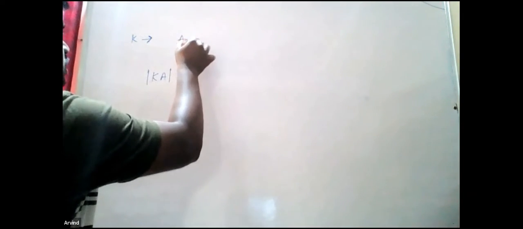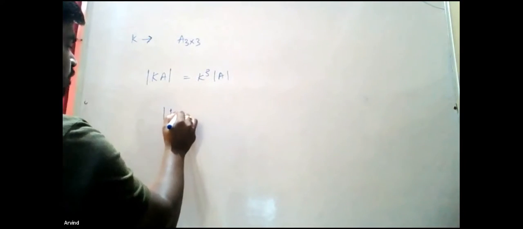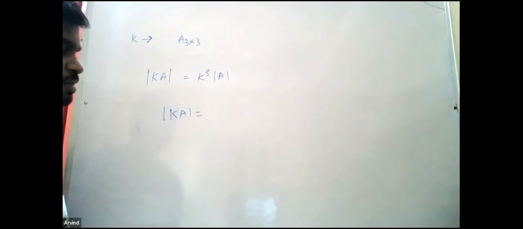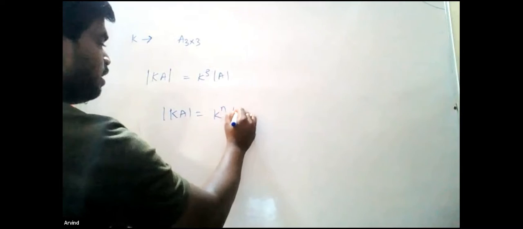Suppose A is a matrix of order 3 cross 3. If it is a matrix of 3 cross 3, then what will be the value of the determinant of 3A? It is 3 to the power of 3 into determinant A. In general, determinant of kA is equal to k to the power n into determinant of A, where n is the order of the matrix.